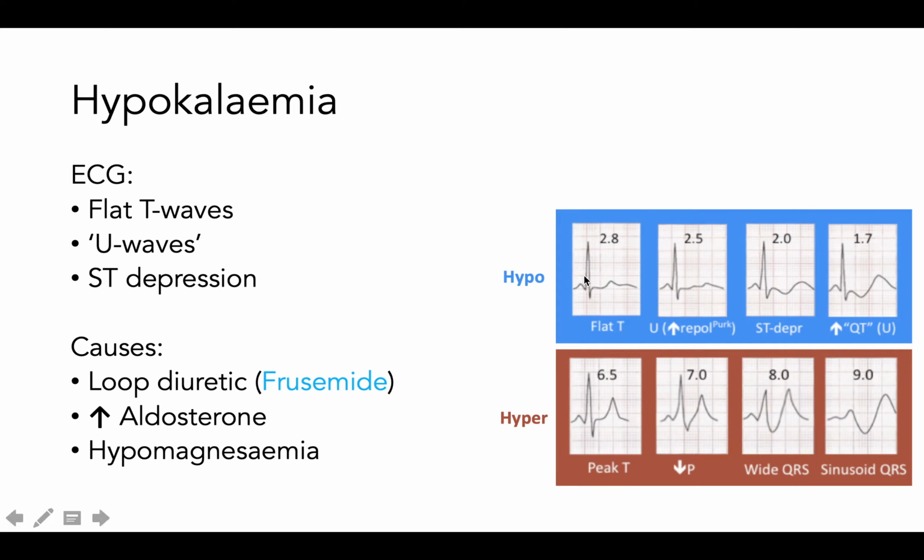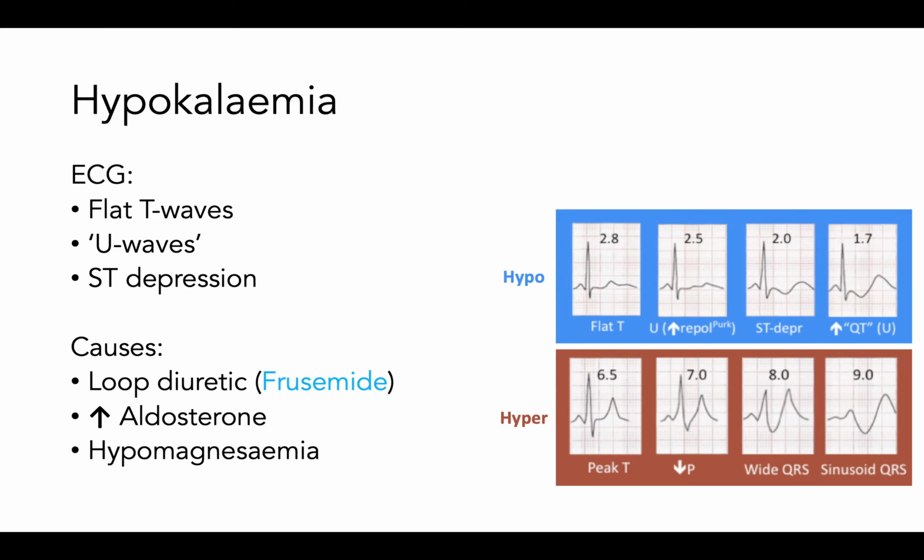In hypokalemia, you have flat T waves. You also get U waves, which are small deflections at the end of the T wave, quite hard to appreciate. And then you also have ST depression and a prolonged QT interval, which reflect repolarization abnormalities in the ventricles. And the causes of low potassium are all the things that you give to cause excretion of potassium, obviously.